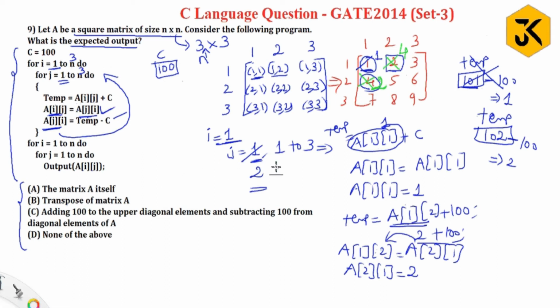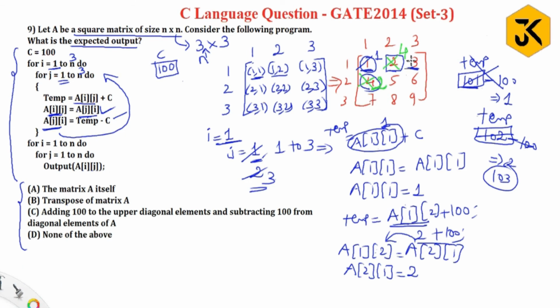Next, again it is going to increment. J value will be 3. Now 3 to 3 is correct, right? Now 3 to 3 means once again executing. Temp value, what will happen? A of 1 3. What is A of 1 3? 3. 3 plus 100, here you will get temp value is 103. Next A of 1 3 equal to A of 3 1, means A of 3 1 is copied to A of 1 3.